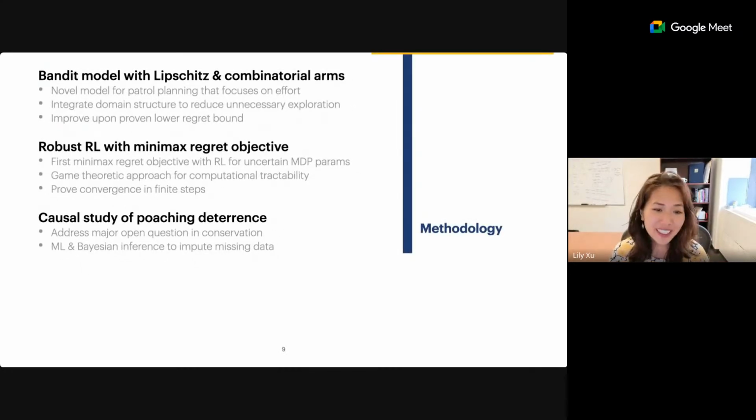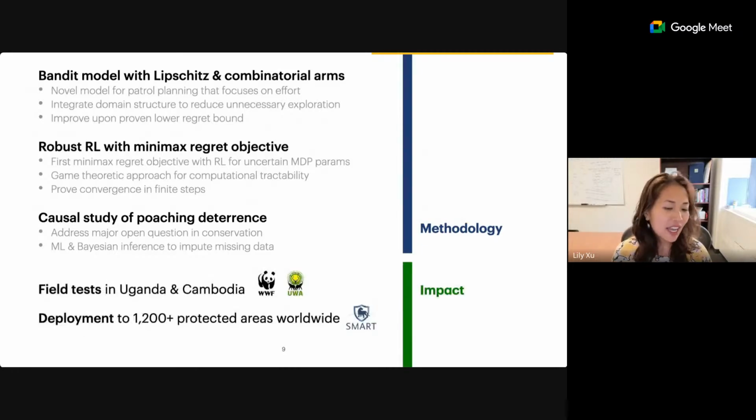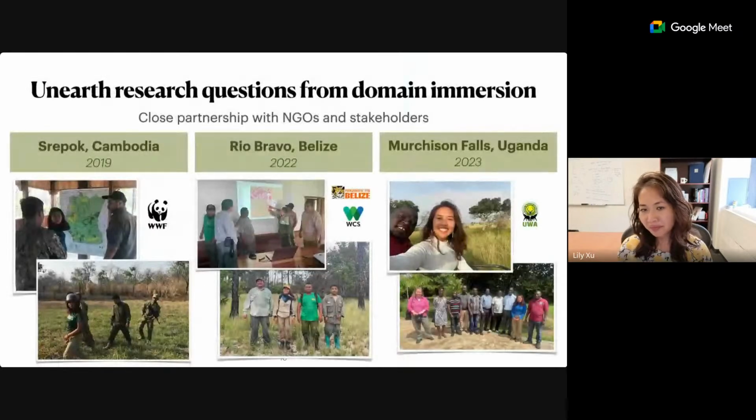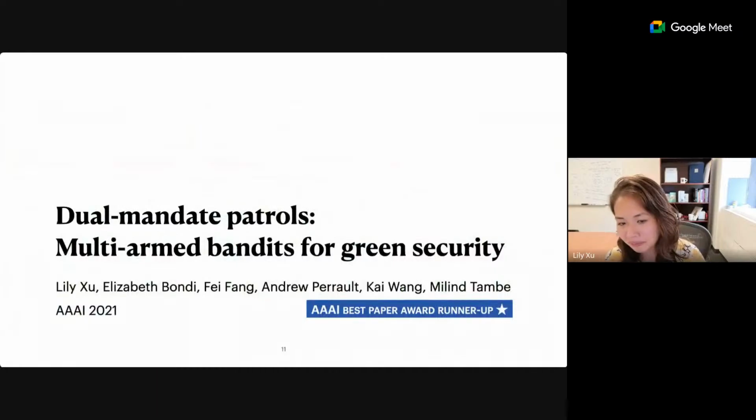And what I hope to emphasize is that developing novel methodology is necessary in order to address the types of challenges that we're facing in these settings. And that can also be paired with impact, because now we're creating new abilities that weren't possible with previous tools. And a key component of my research is doing very grounded work in close partnership with stakeholders. So I've had the privilege of going on field visits to sites across Cambodia, Belize, and Uganda, and just working closely with the people who are doing the important work on the ground there.